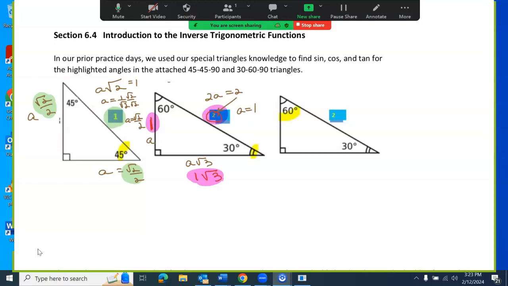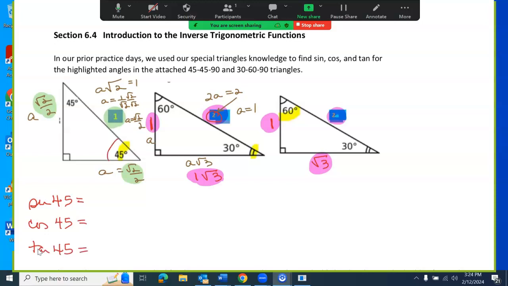Now I'm just going to copy these over here because I have the same values. So this is root 3, which is the same as 1 root 3. This is 1, and this is 2. And we'll make those highlighted in pink as well. Those are our values. Now, below them, we're going to figure out the sine of 45, the cosine of 45, and the tan of 45. So we're just going to do the main trig functions.